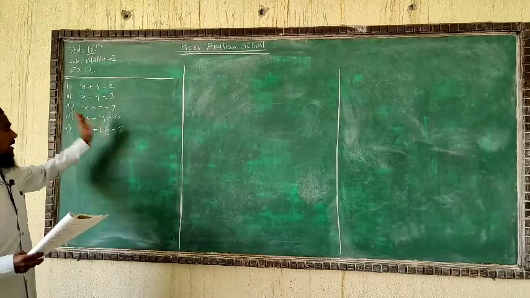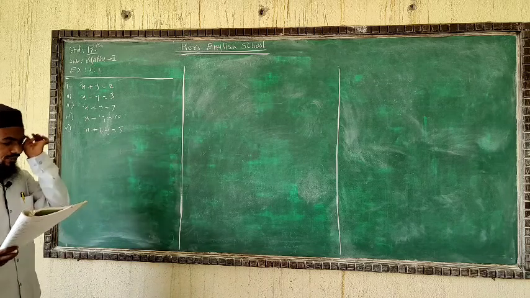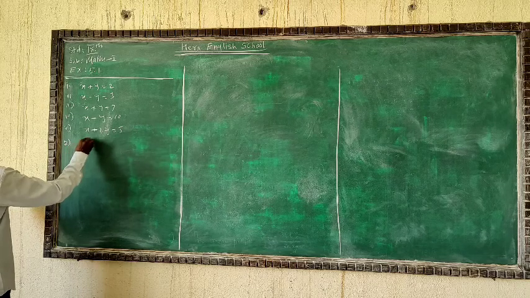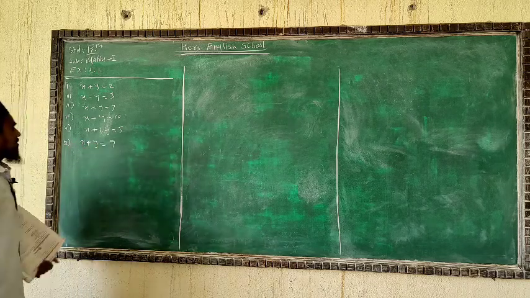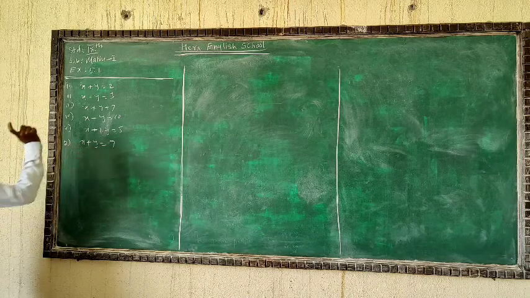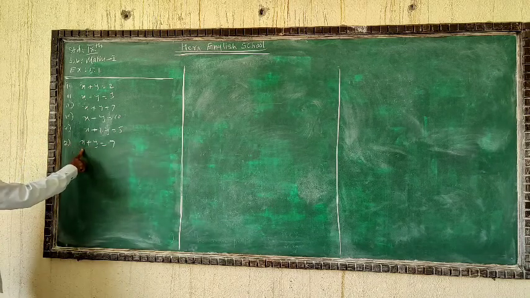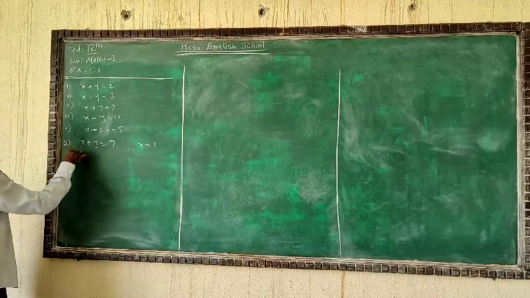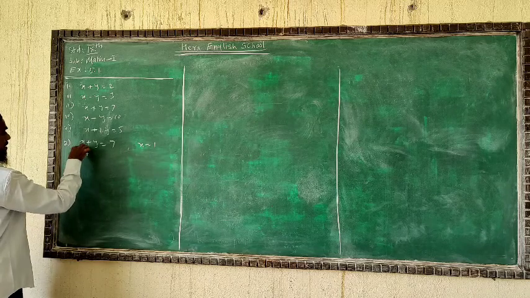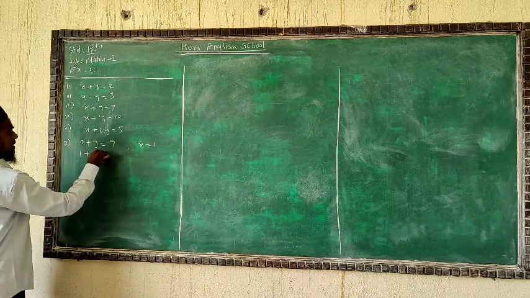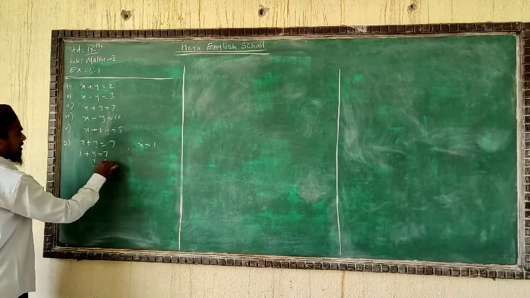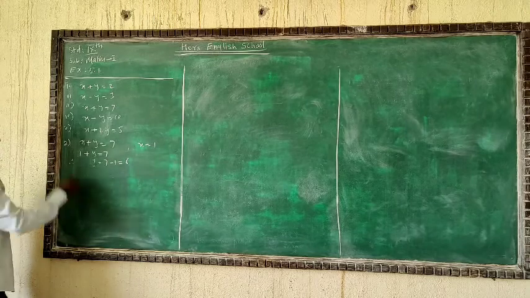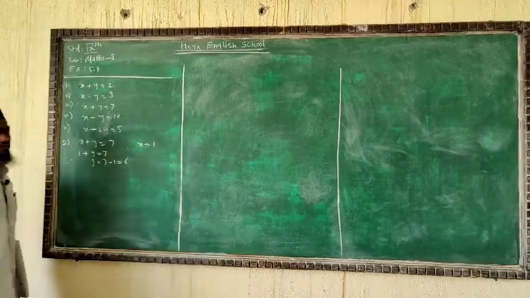For the variables x and y, write the 5 equations. Question number 2: write 5 solutions of the equation x plus y is equal to 7. See very well, here we have to take a value of x or y. Suppose I take x as 1. Putting 1 in place of x, 1 plus y will be equal to 7. Y is equal to 7 minus 1, which means 6. Means by taking x equal to 1, we get y is equal to 6.